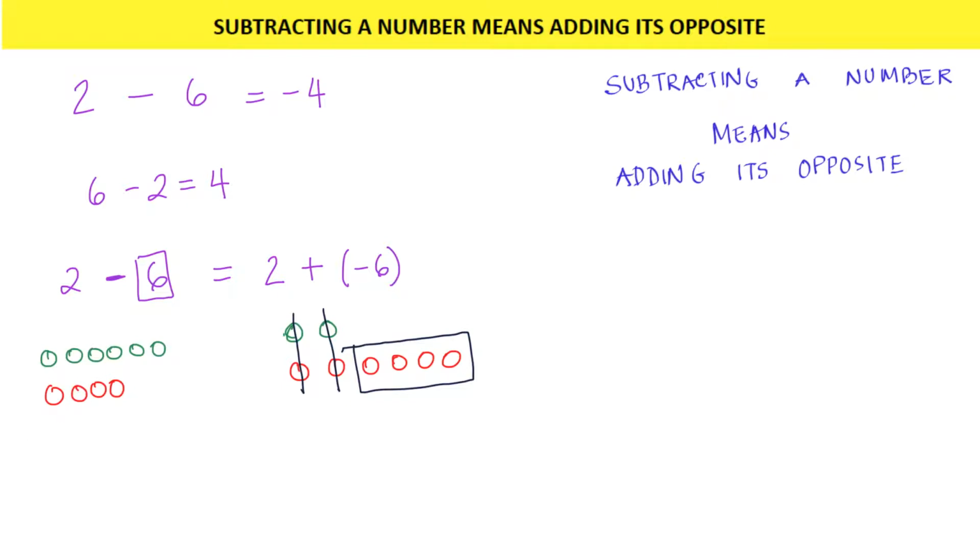And what if you took away this money? What if you took away this $6, which is what this means, take away positive 6. If you take this away, you're left with negative 4.